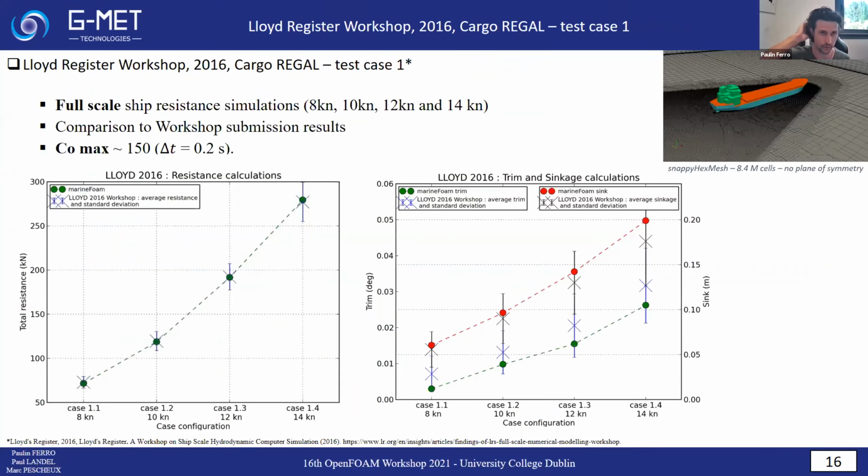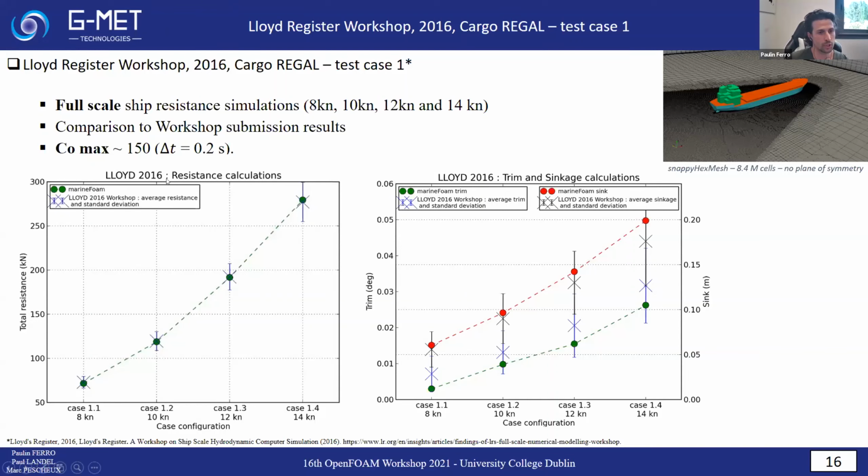Now the latest test case. This is a full-scale ship resistance simulation, derived from the Lloyd's Register workshop in 2016. The ship name is Regal, and we have 4 velocities, from 8 knots to 14 knots. You have an example of the mesh built with snappyHexMesh, 8.4 million cells, without symmetry plane. And because there is no experimental data, we are going to compare our results with the workshop submission results.